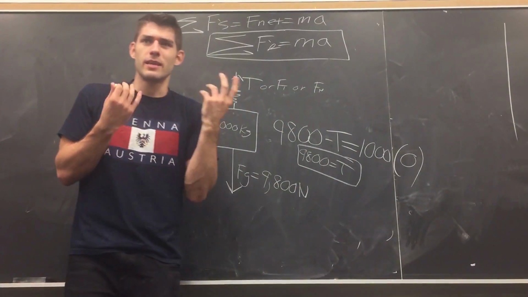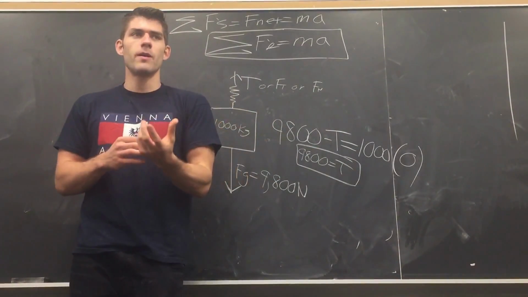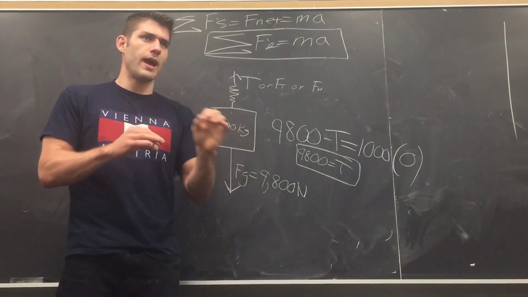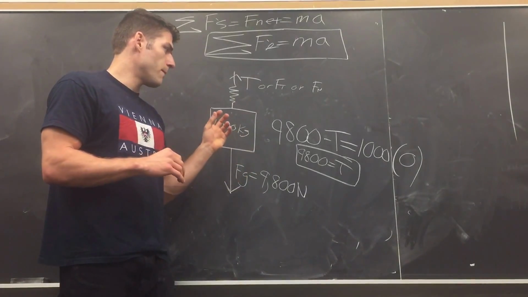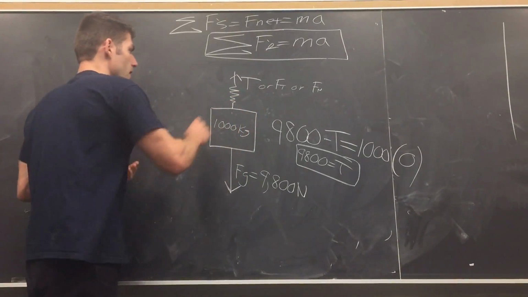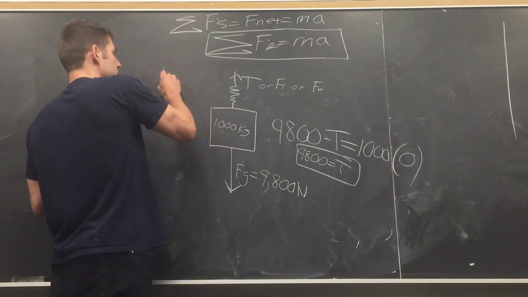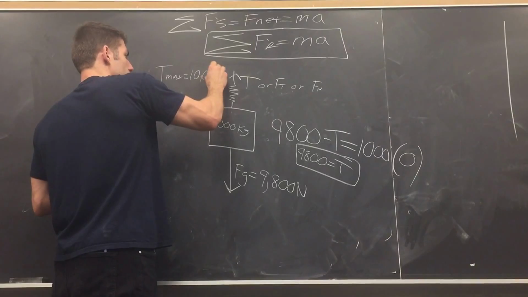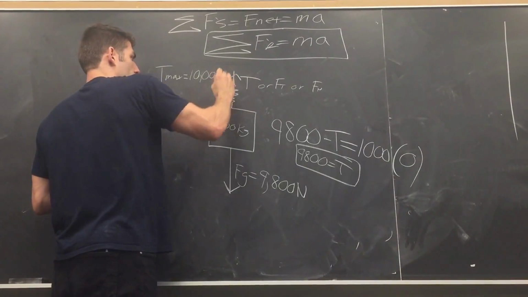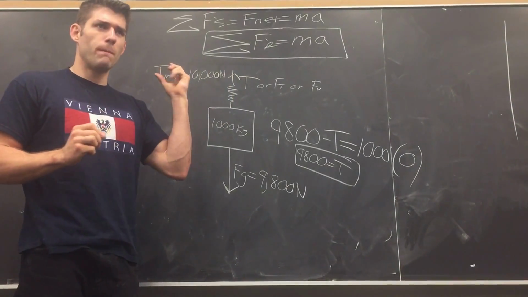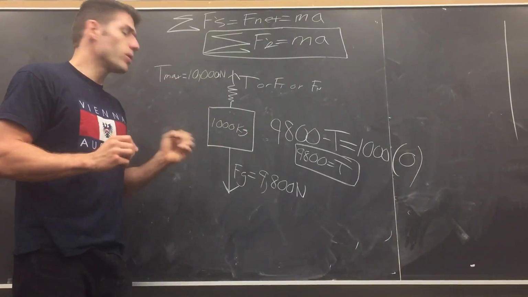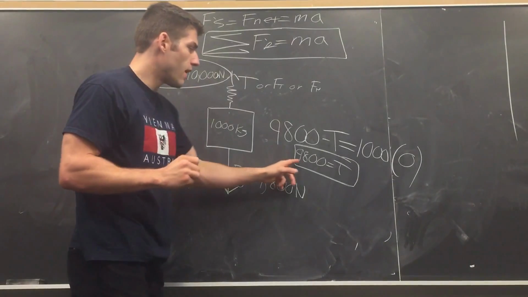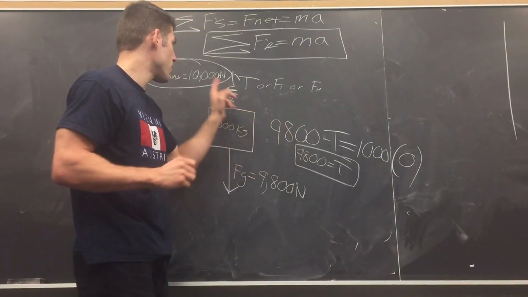In another way they could ask the exact same question, and it just makes it seem harder, is they'll say, okay, an elevator weighs 1,000 kilograms and it's moving downwards at a constant velocity. Now the maximum tension that this cable can hold is equal to 10,000 newtons. Does the cable break? We don't have to do any more work, we still solved it. They're saying the maximum tension is 10,000, our tension is 9,800, this is smaller than this, it's not going to break.